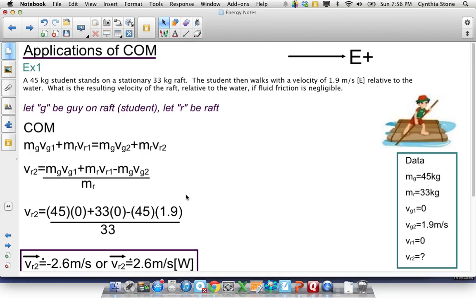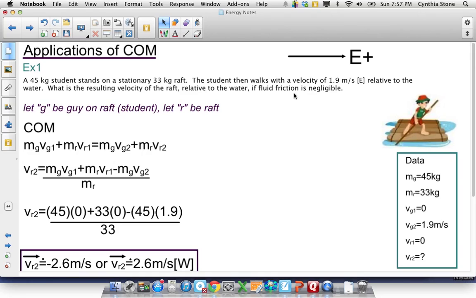Okay, so I'm trying not to do collision examples because that's a whole separate lesson. But in this case, we've got some kids standing on a raft. The student then starts to walk with a velocity relative to the water. So here's the raft, at first it's just not moving at all. Then it's free to move, and the person starts to move east compared to where the water is moving. What is the resulting velocity of the raft relative to the water?